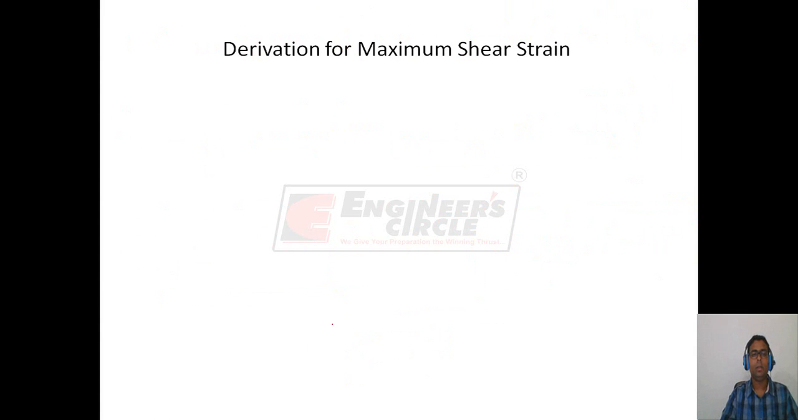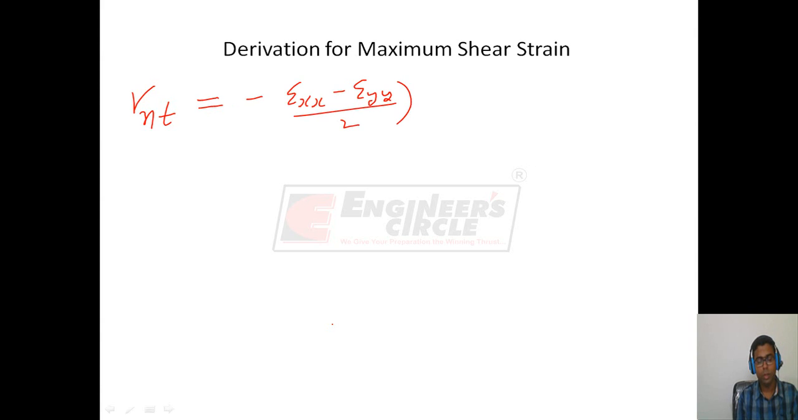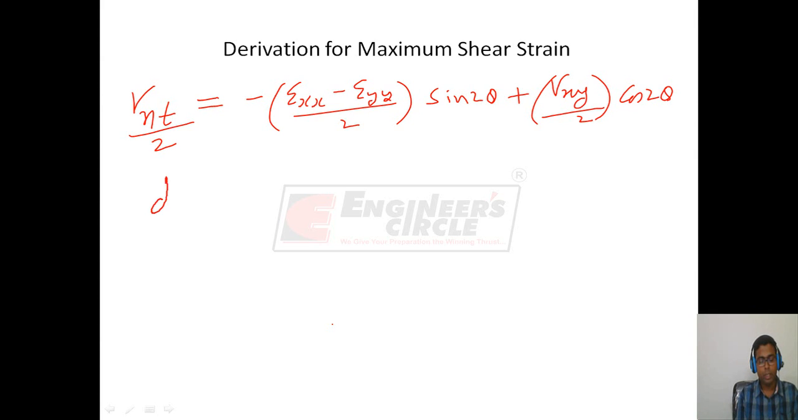Now we will find the maximum shear strain at a point, that is, we want to find the maximum value of gamma nt at a point. Gamma nt divided by 2 can be written as minus (epsilon xx minus epsilon yy) by 2 into sin 2 theta plus gamma xy by 2 into cos 2 theta. To find the maximum or minimum value, we differentiate this with respect to theta and put it equal to 0.